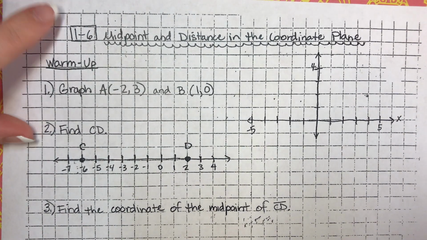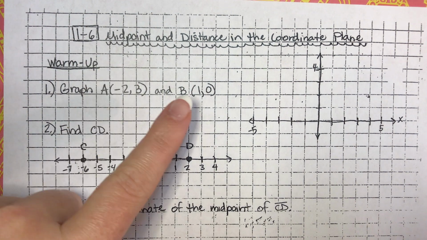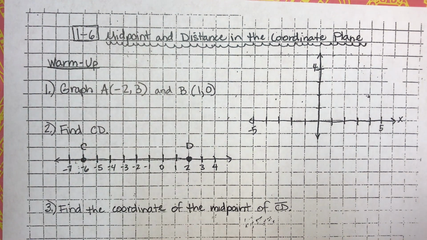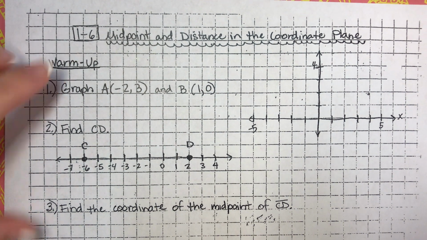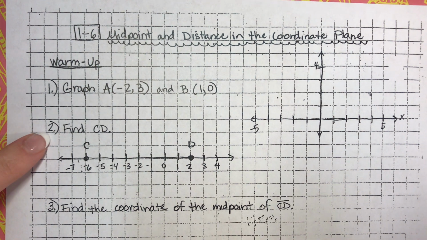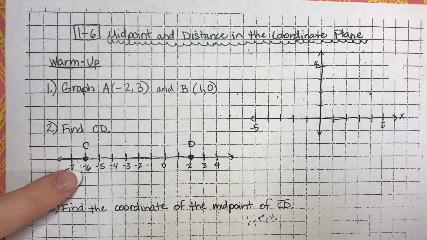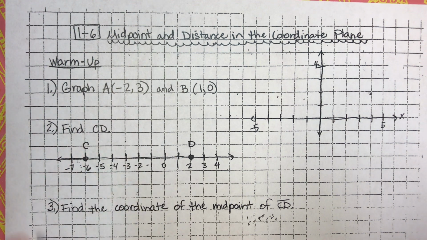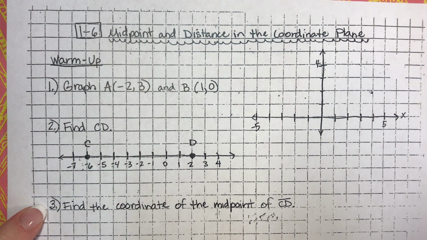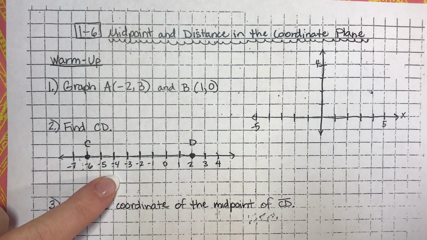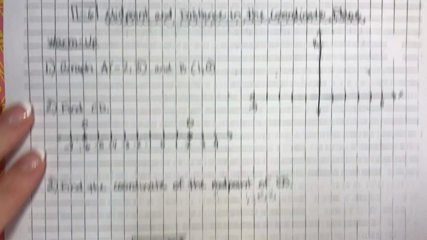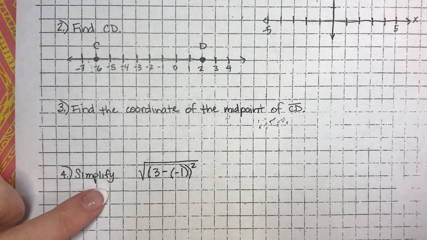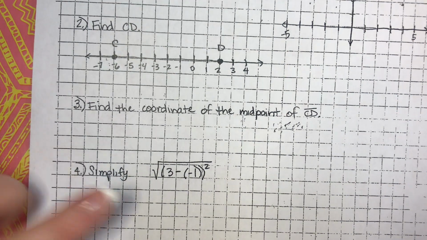Today we're talking about Chapter 1, Lesson 6, Midpoint and Distance in the Coordinate Plane. First we're going to start our warm-up, and I want you to graph these 2 points on this coordinate plane. We're going to find CD, that is the distance of the line segment CD. Then find the coordinate of the midpoint of CD, so what would be the midpoint? And then finally simplify this expression right here.